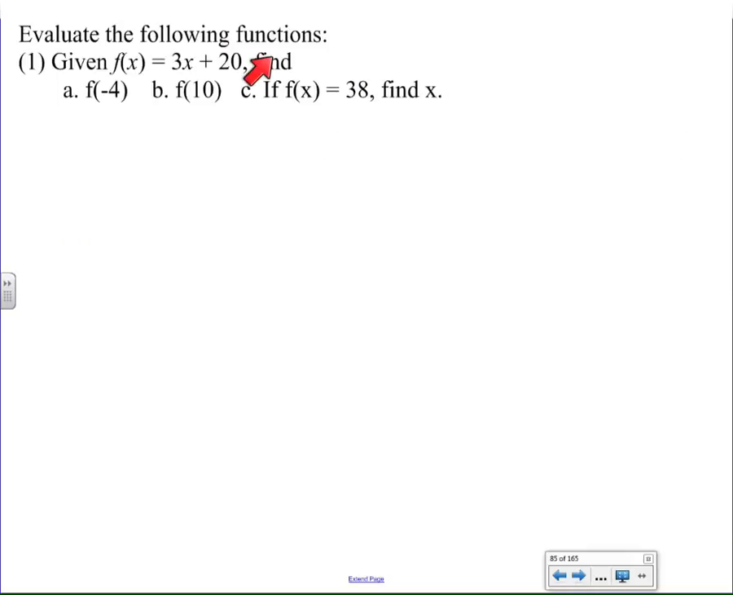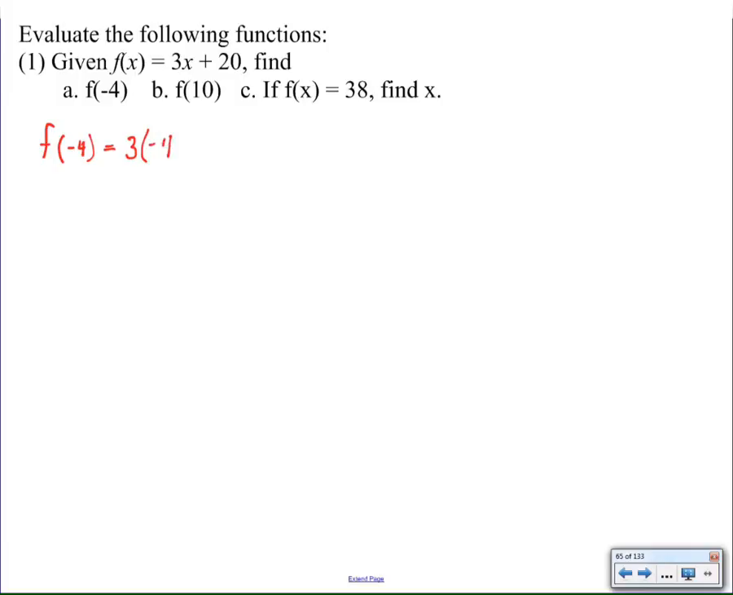Sometimes the function we're dealing with has no context at all, and that's fine. The rules are still the same. So here I'm asked to find f of negative 4. So what do I do? All I have to do is substitute negative 4 everywhere I see an x in the equation.